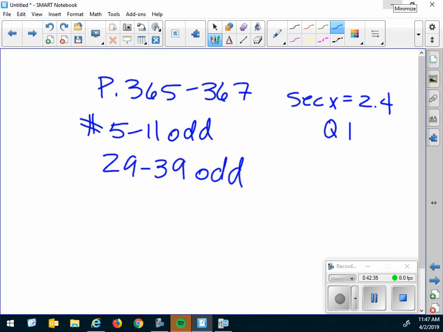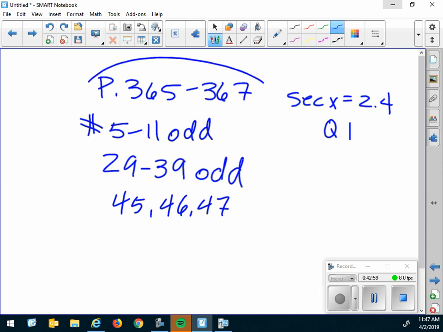And then a couple of little application problems, 45, 46, 47. The application type problems are 45 and 46. This should not take you very long.